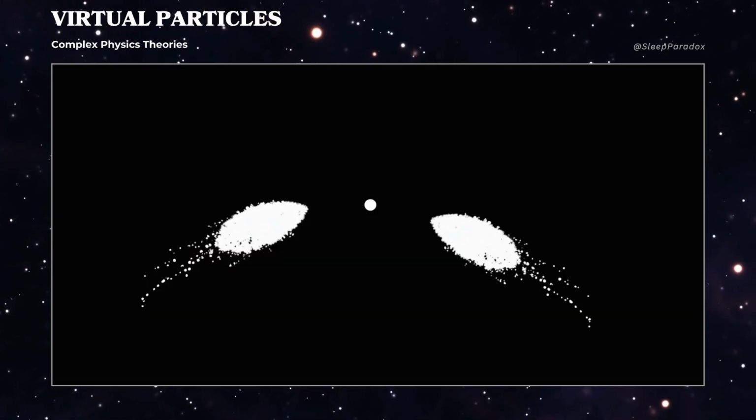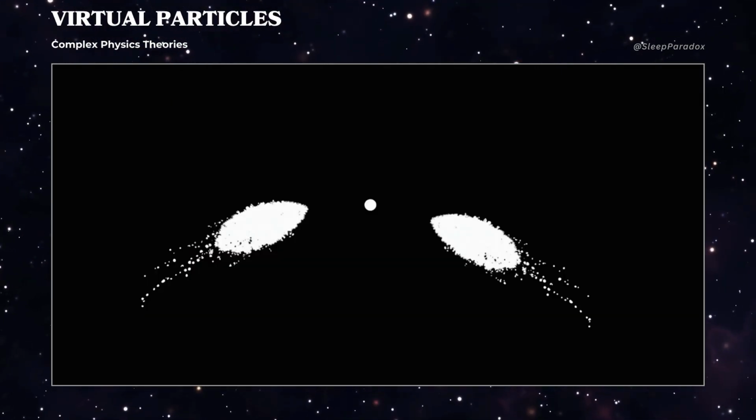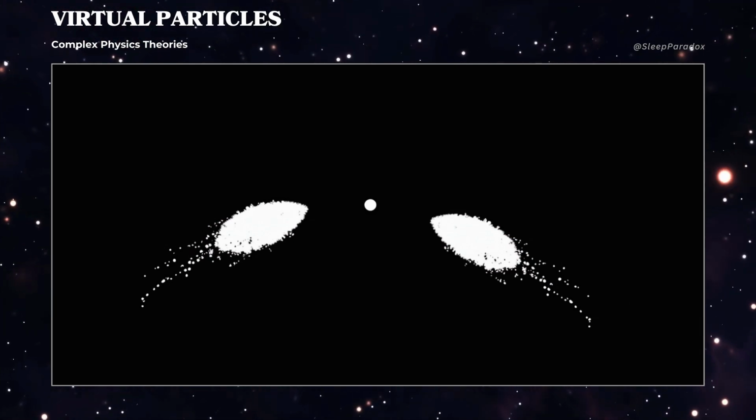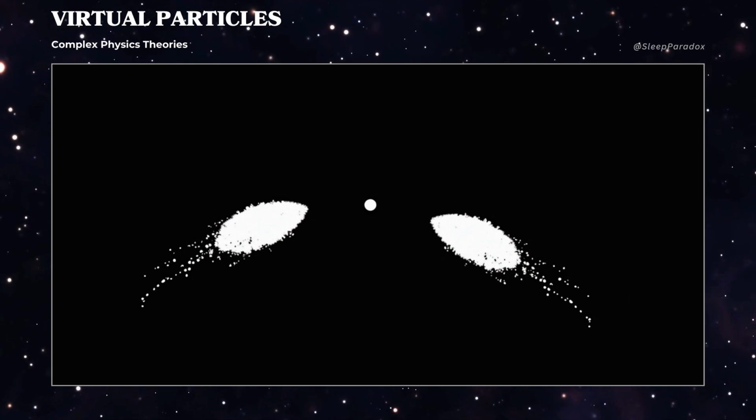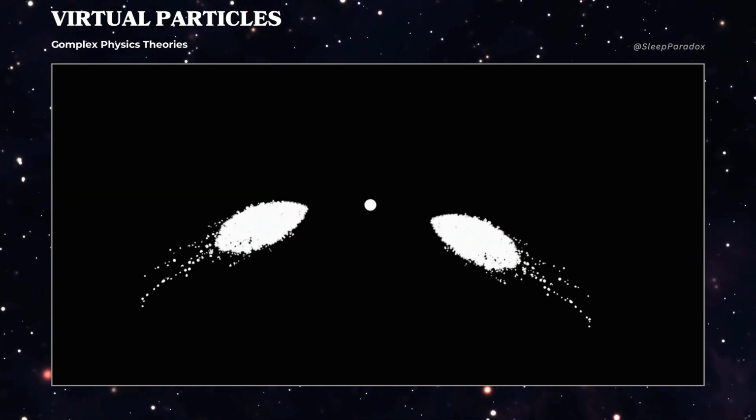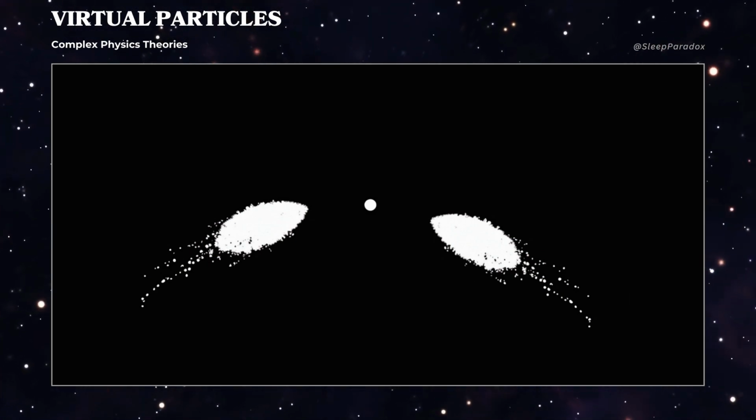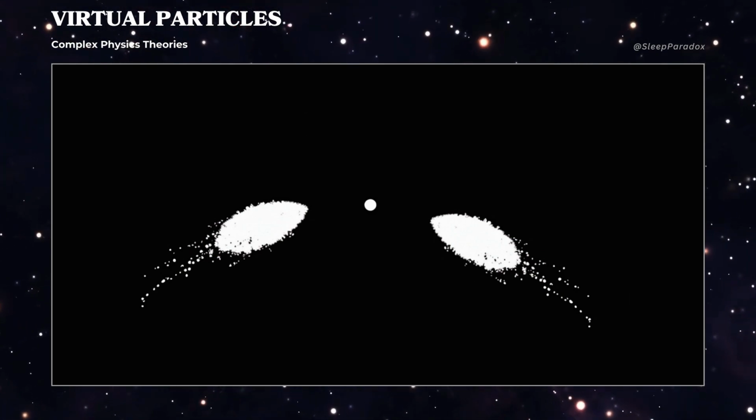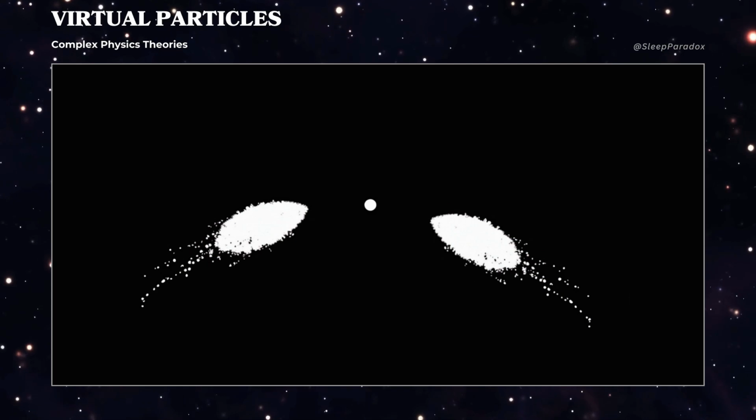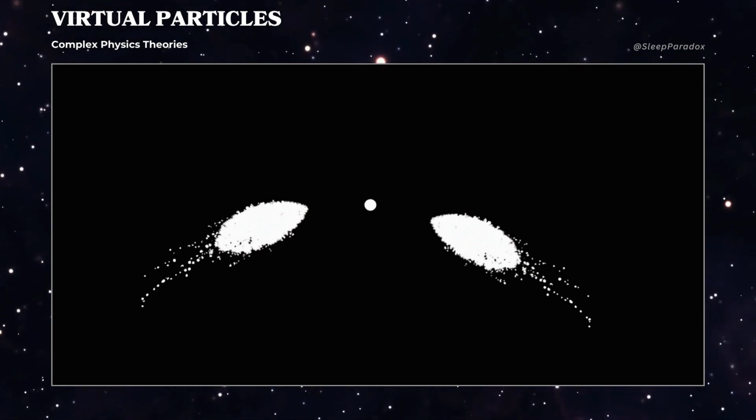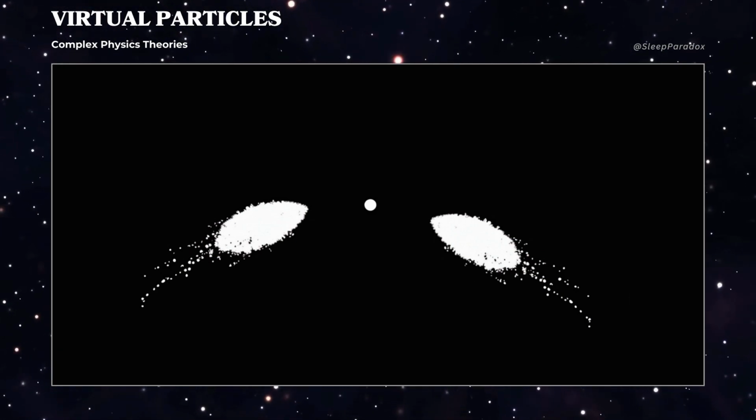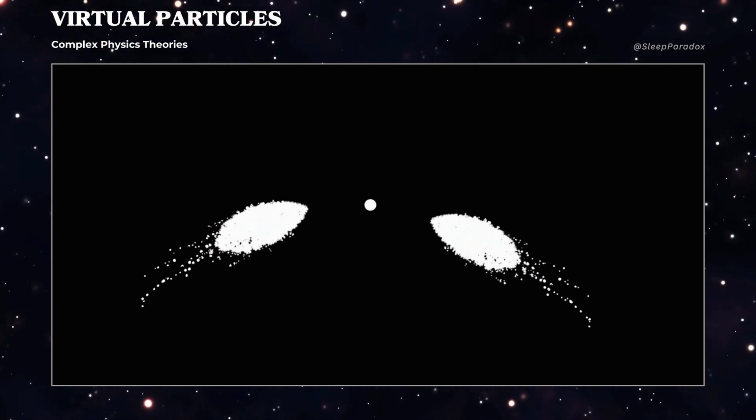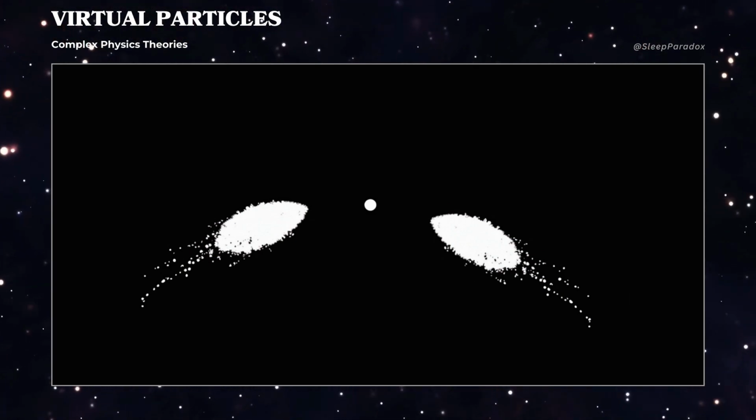Virtual particles. Virtual particles are one of the strangest and most misunderstood ideas in quantum physics. They are not particles in the traditional sense. You cannot see them or detect them directly. They don't exist in the way real particles do, and yet their presence is essential for explaining how forces work at the quantum level. To understand virtual particles, we first need to remember how quantum field theory describes the universe. In this theory, every particle is a ripple in a field that fills all of space.